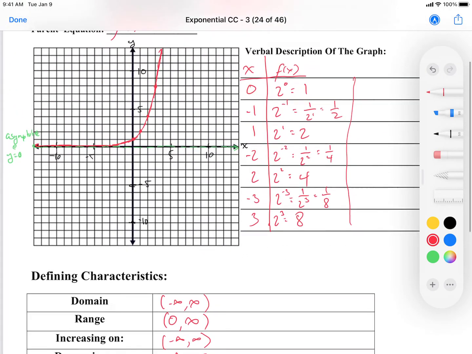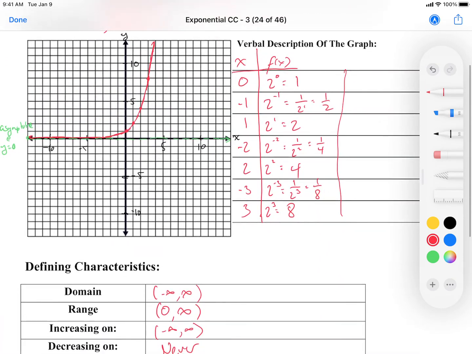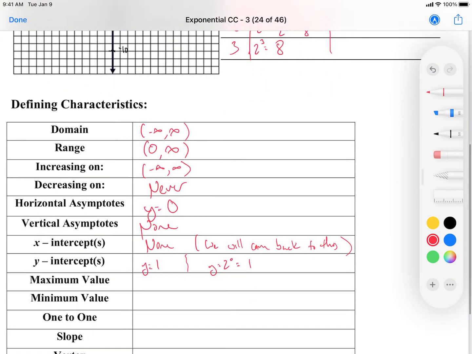Now, we know this thing doesn't have a max value because it's just going to keep going up and up and up. But what about a minimum value? Why are you shaking your head, Russell? It doesn't matter how close I get to the x-axis, I can still find a value that's smaller and smaller and smaller.